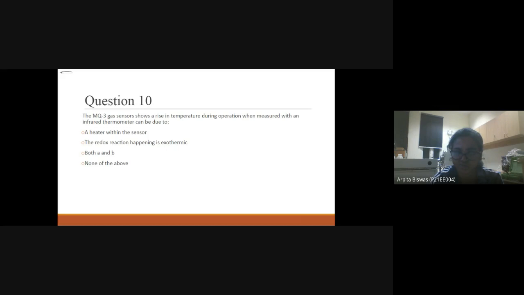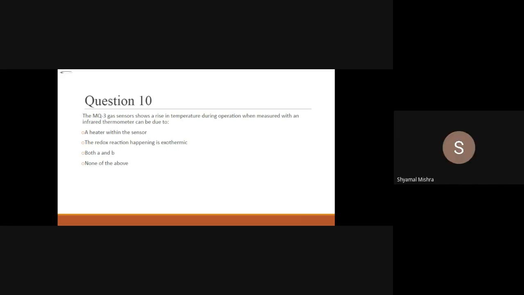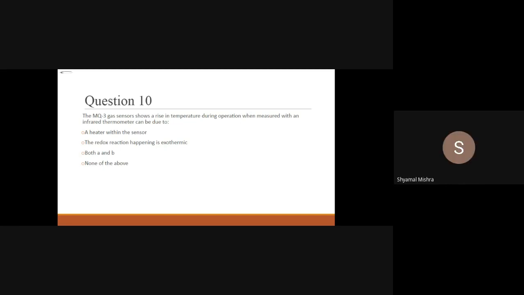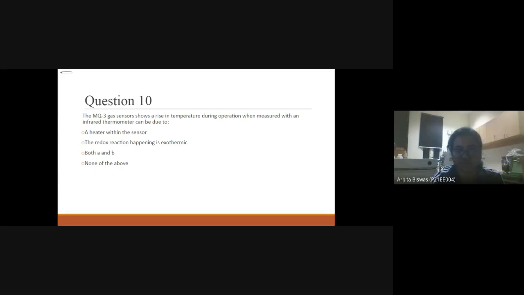Am I audible, Preetham? Yes. Okay, so here the question is: the MQ3 gas sensor shows a rise in temperature during the operation when measured with an infrared thermometer. This can be due to a heater within the sensor, or the second option, the redox reaction happening is exothermic, and the third option is both A and B, and the last option is none of the above. So what is the right option?